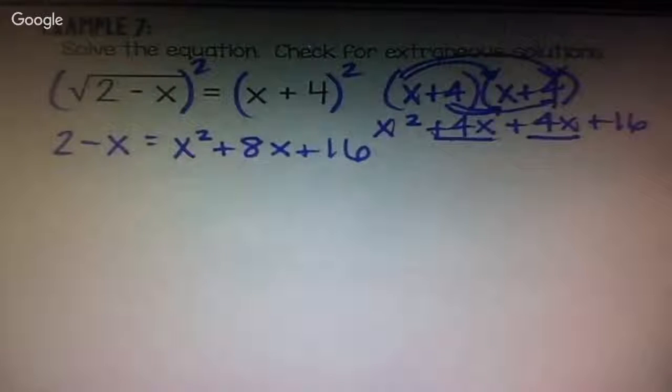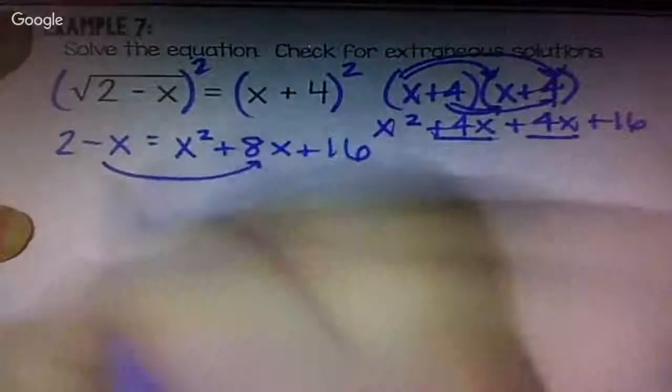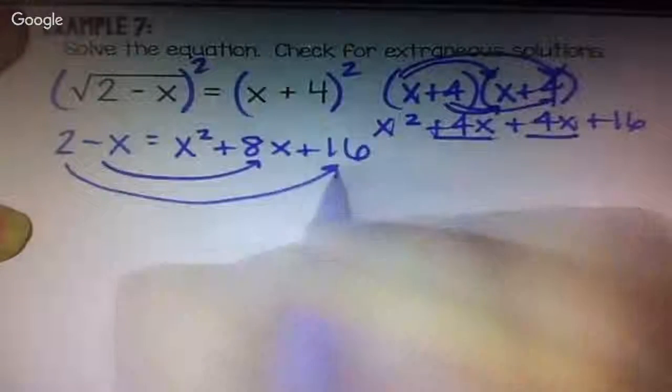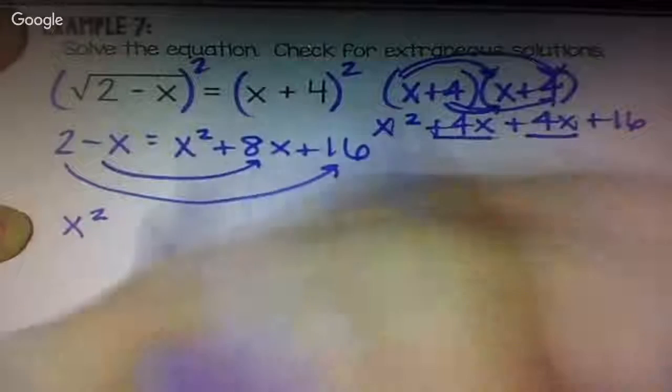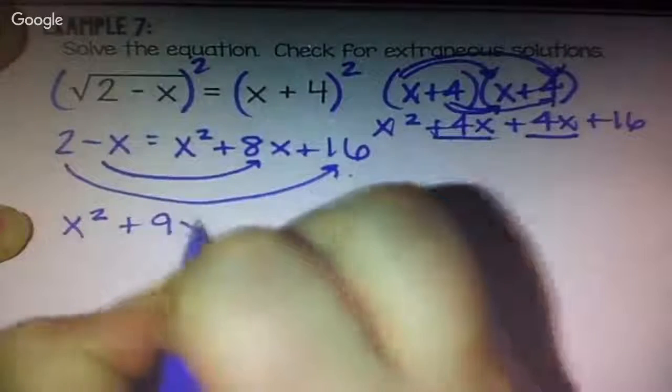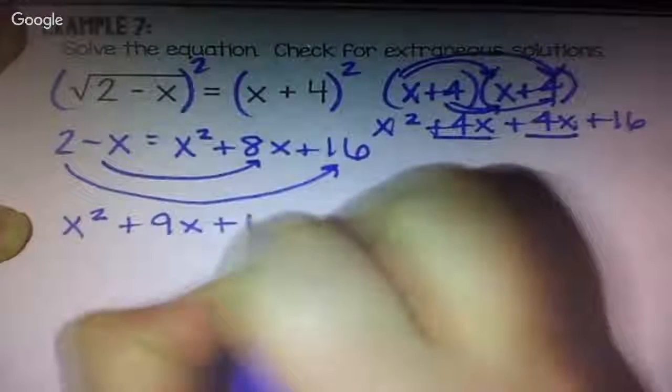I am worrisome. Okay, so I need to move everything to the right side so I can keep my A value as a positive. So the x and the 2 both move. So we have x squared. I'm actually adding x, so plus 9. And subtracting 2, so plus 14.